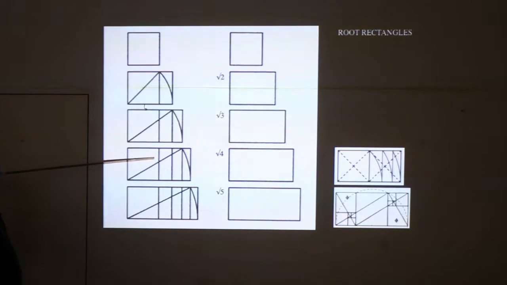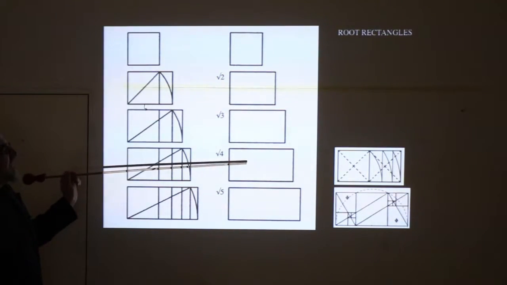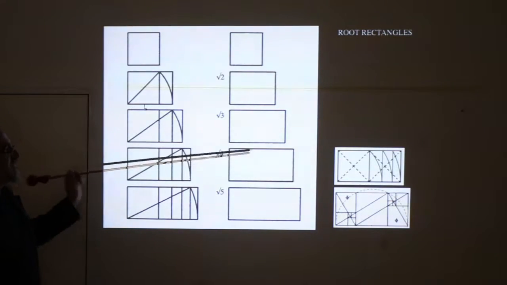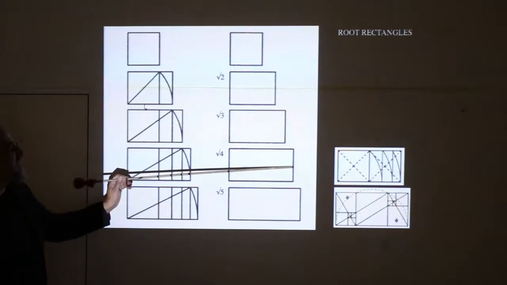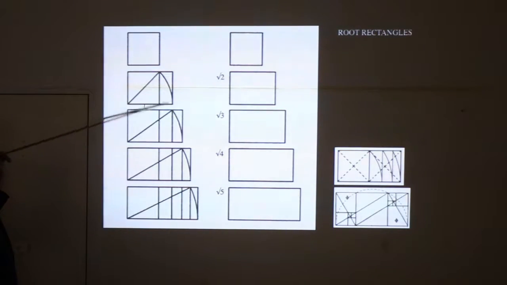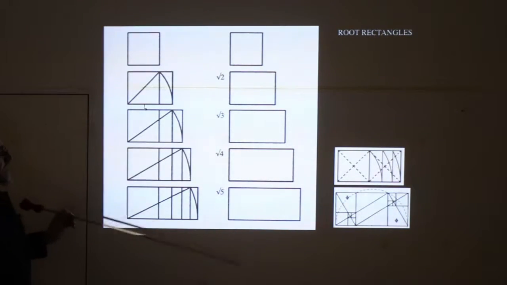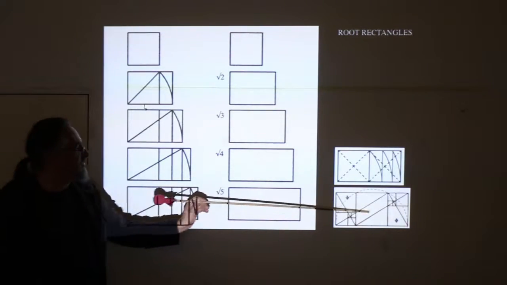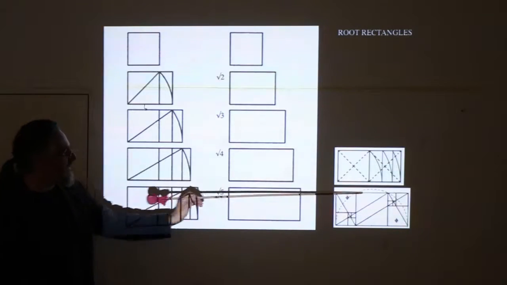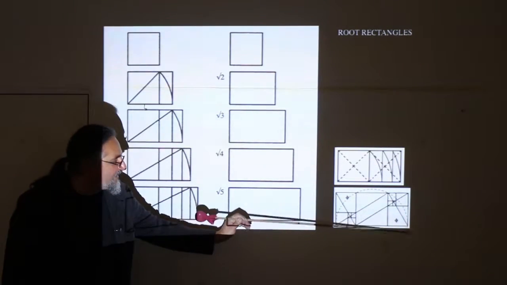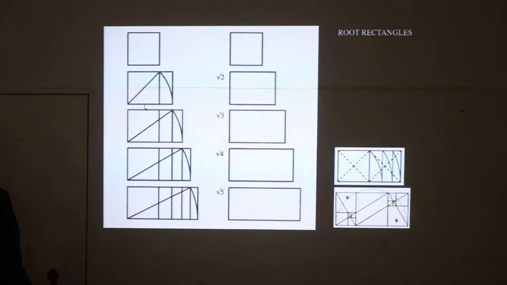Interestingly enough, the root 4 rectangle is a 1 to 2 rectangle, the double square. So we have created the double square through this technique of the rabattement, or dropping the side down. Also, the root 5 rectangle is actually 2 golden rectangles, in which one golden rectangle goes this way, the other golden rectangle goes that way. An interesting construction if you want to make a triptych or something like that.